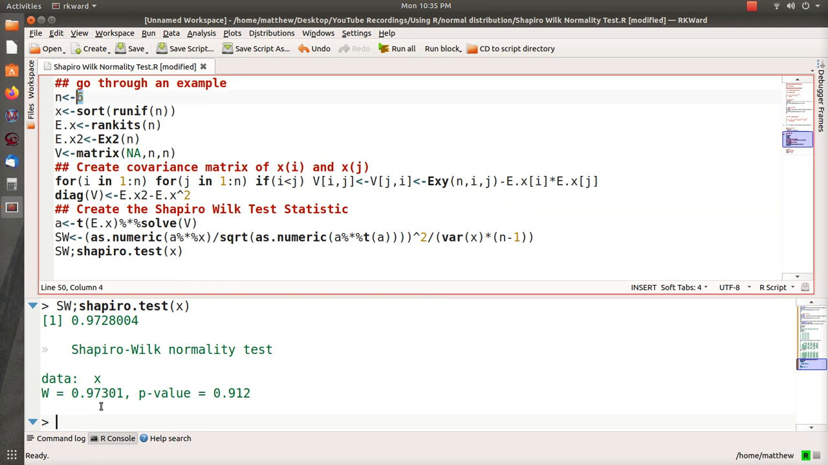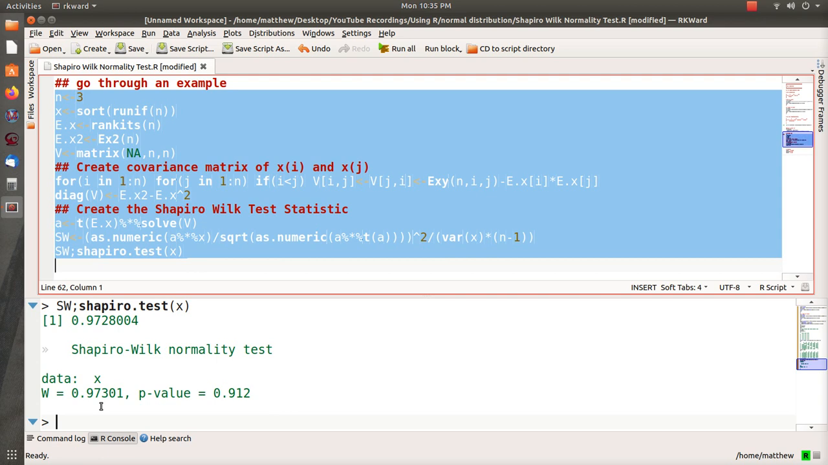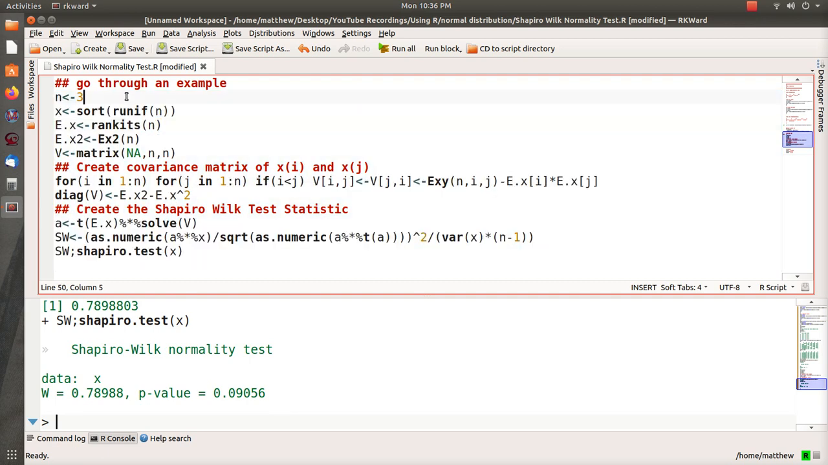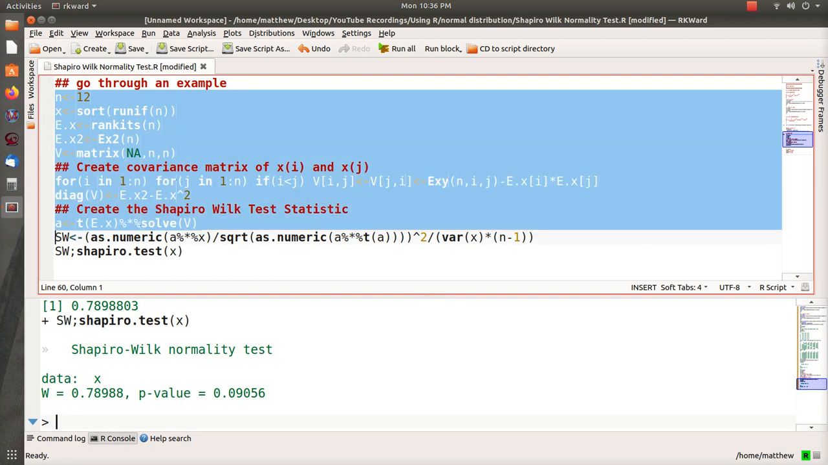Let's do this for a sample of size 3 and see what we get. It's pretty fast, but notice that in R it's 0.78988, and here it's 0.78988. Every time you run this for sample size 3, those two will be exact, because R calculates exactly for sample size 3 and only approximates for bigger. So let's go to 12 and recalculate it.